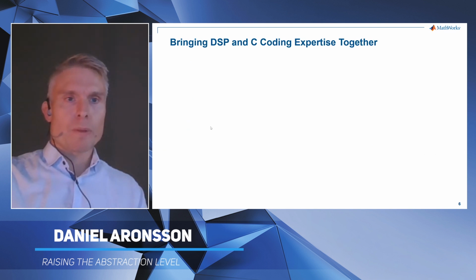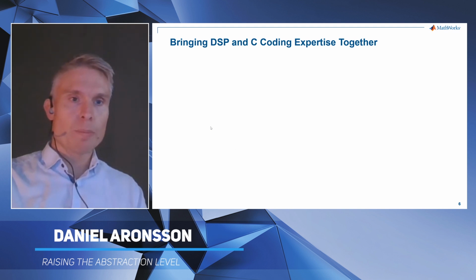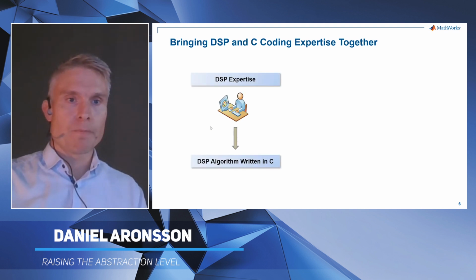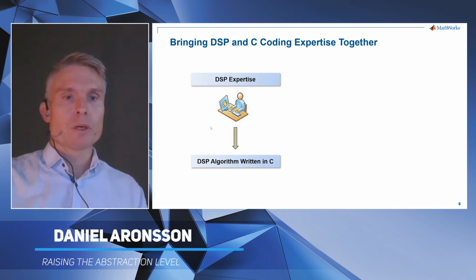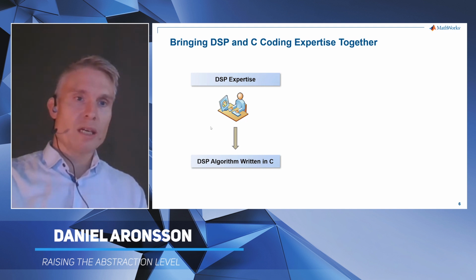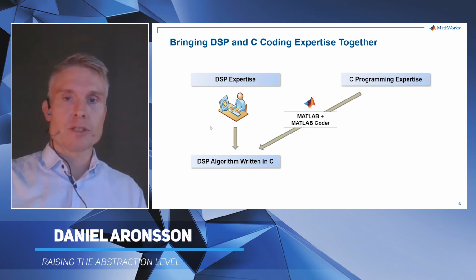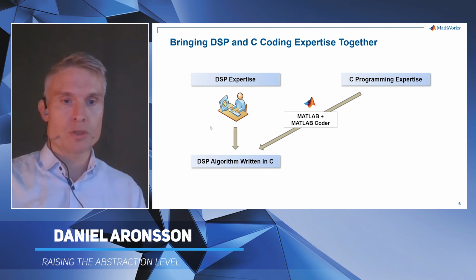So most people that I talk to when it comes to automatic C code generation are people that are experts on digital signal processing. But they may not be as versed with writing C code. So what they want to do is to take their DSP expertise and add MATLAB Coder to sort of automatically bring in that knowledge of C to produce a DSP algorithm written in C.